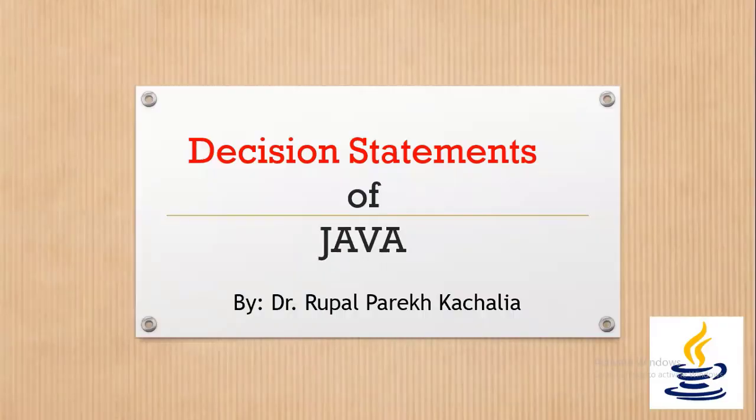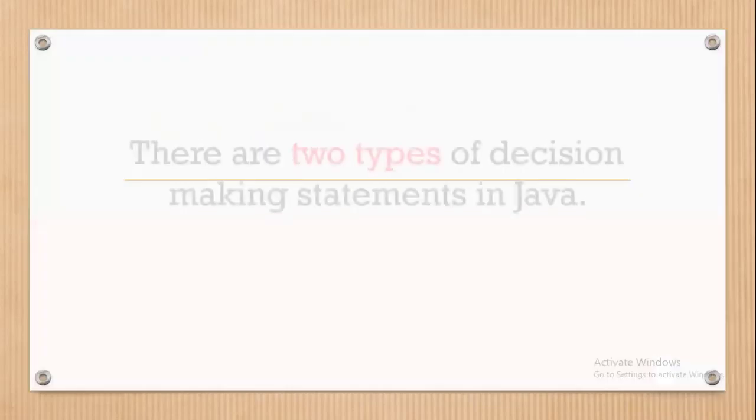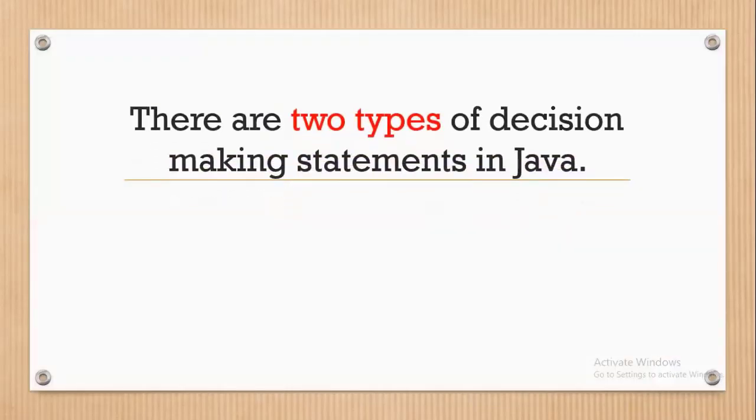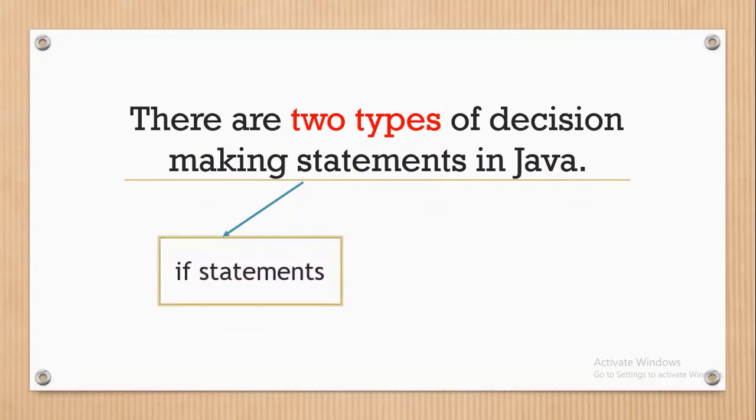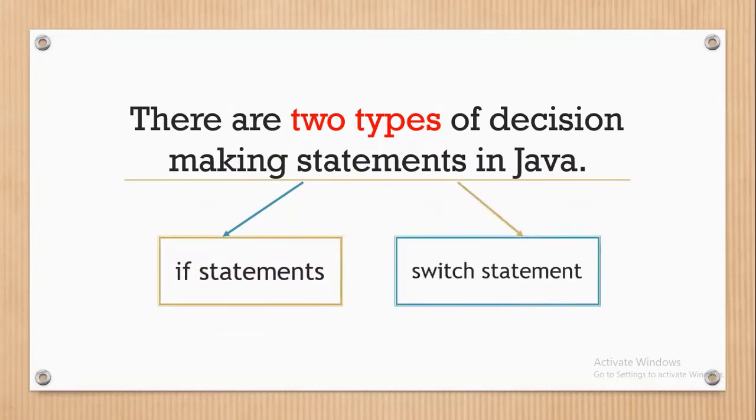Hello friends, in this video we are going to discuss decision statements of Java. There are two types of decision making statements in Java. First one is the if statement and second one is the switch case. In this video we are going to discuss both one by one. First we will discuss the if statement and then we will discuss the switch statement.